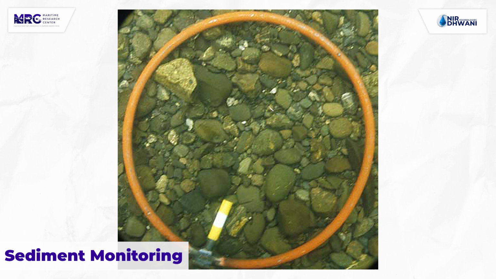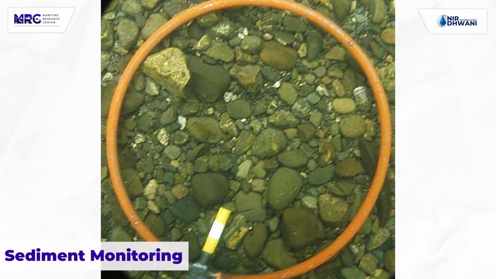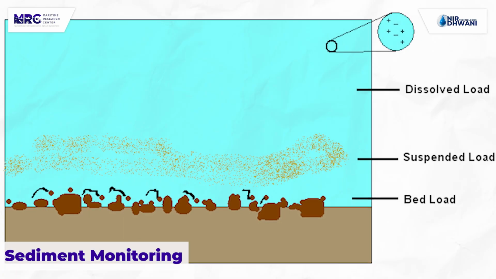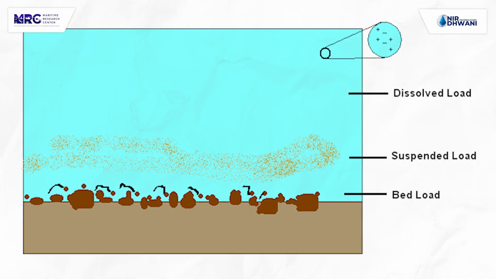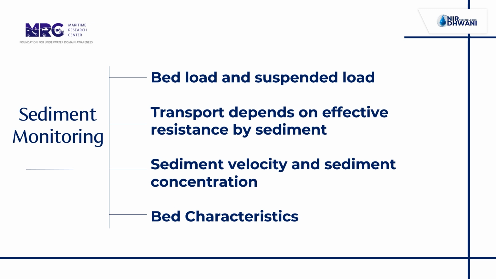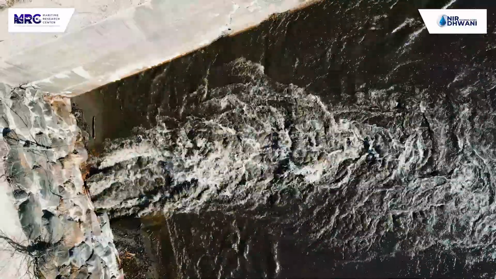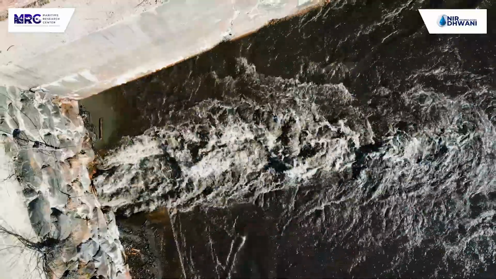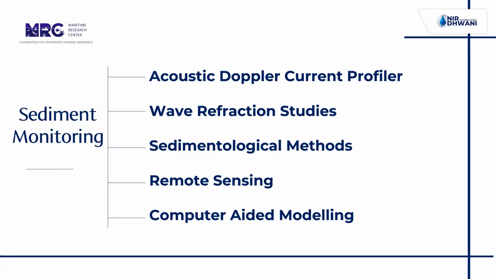The bed load transport depends on the shear velocity of the bed and the effective resistance of the sediment particle. The suspended sediment flux is calculated by multiplying the average current velocity and the sediment concentration. Thus, essentially, if we can measure the average current velocity and the sediment concentration, we can understand the bed and suspended load transport in the particular current, and through this we can monitor the flow of the sediments that are there. Now for this, various systems can be utilized.